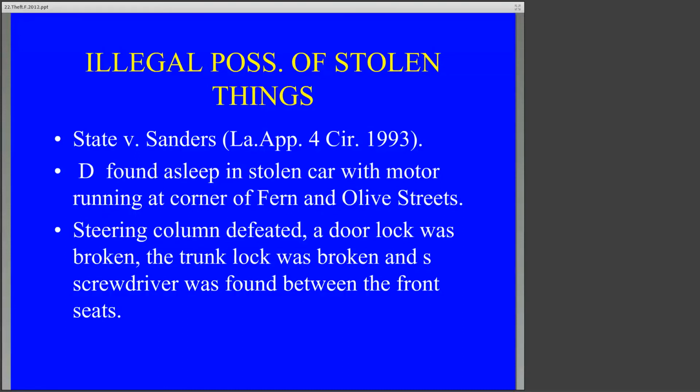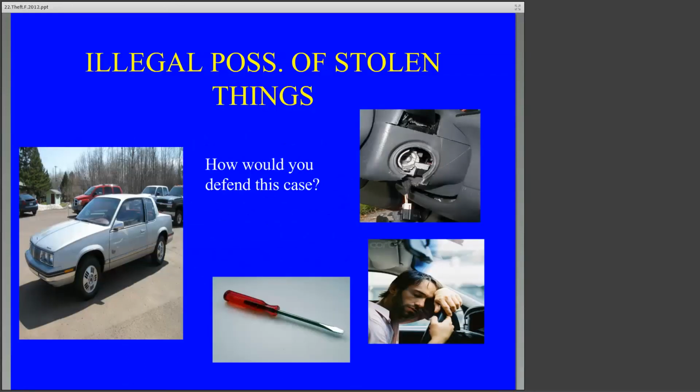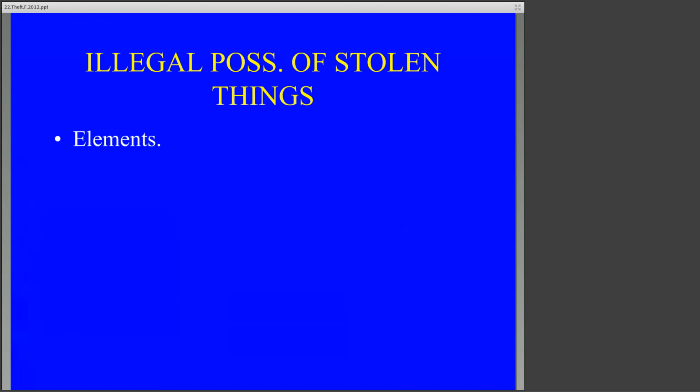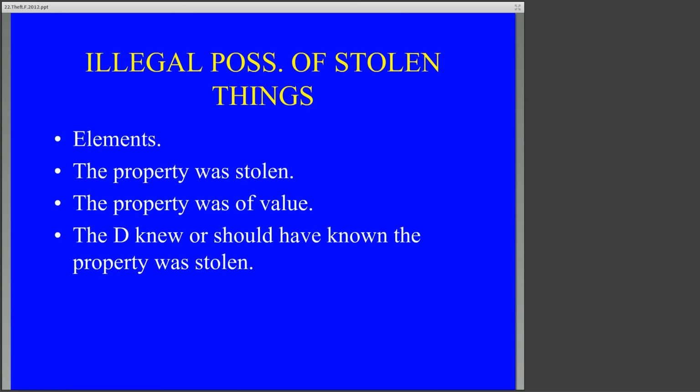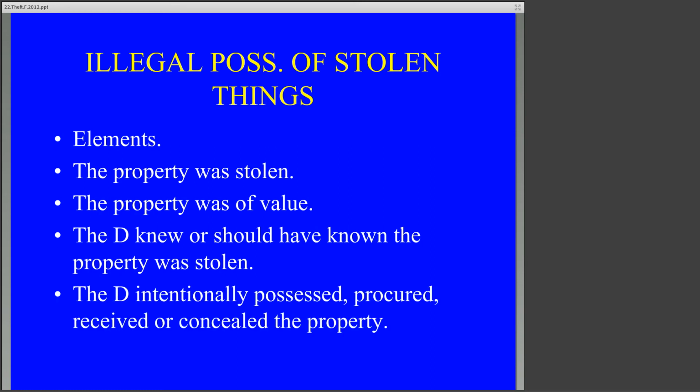The court in this case indicated that Ronald J. Sanders was charged by bill of information with possession of stolen property. Note that the crime used to be called possession of stolen property. The name is now illegal possession of stolen things. The elements of the crime of illegal possession of stolen things are: the property was stolen, the property was of value, the defendant knew or should have known the property was stolen, and the defendant intentionally possessed, procured, received, or concealed the property.